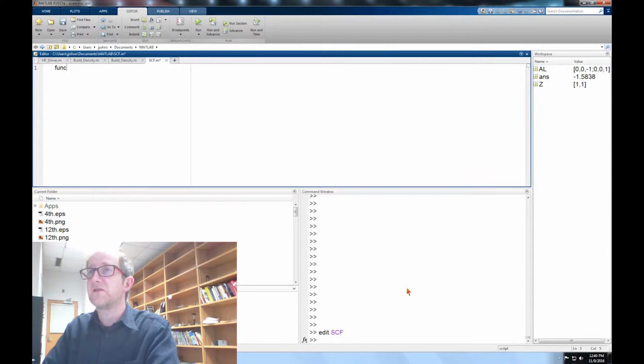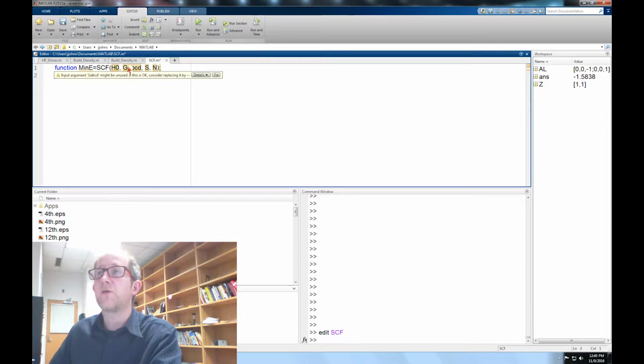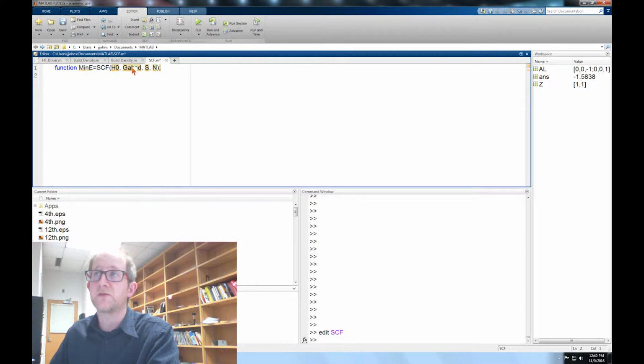This is going to be a function, min E equals SCF. We need our original input, our single electron Hamiltonian, our 4-dimensional matrix of electron-electron repulsion integrals, our overlap matrix, and the total number of electrons that we have in our system. Once we do that, we have a couple of housekeeping details. We need to know how many cycles we're willing to let it go. So let's say max cycles equal 30.